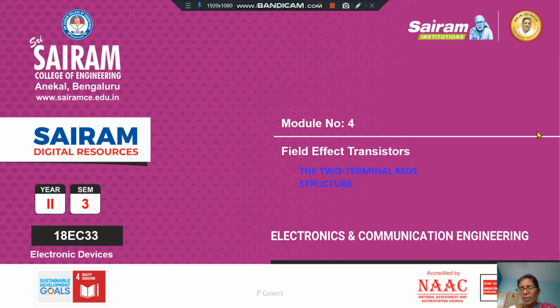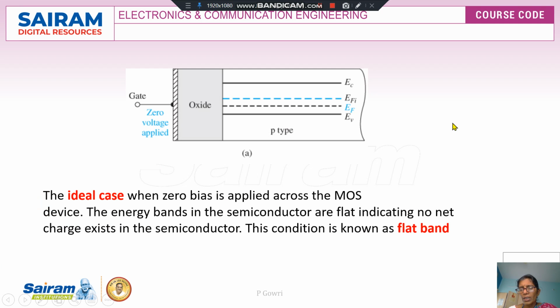Coming to the energy band diagram, we have already discussed what is meant by an energy band diagram of a semiconductor. We know that the energy band diagram consists of different energy levels. EV is the energy of the valence band, and EC is the energy level of the conduction band. EF is the Fermi level, and EFI is the intrinsic Fermi level. The intrinsic Fermi level will always be at the middle of the energy gap. Energy gap is the gap between EC and EV.